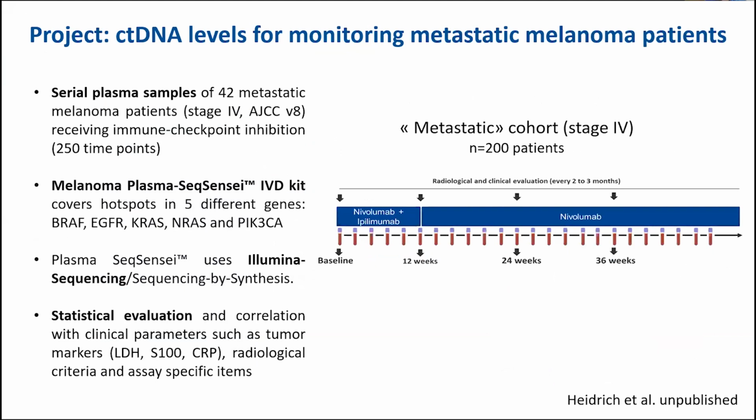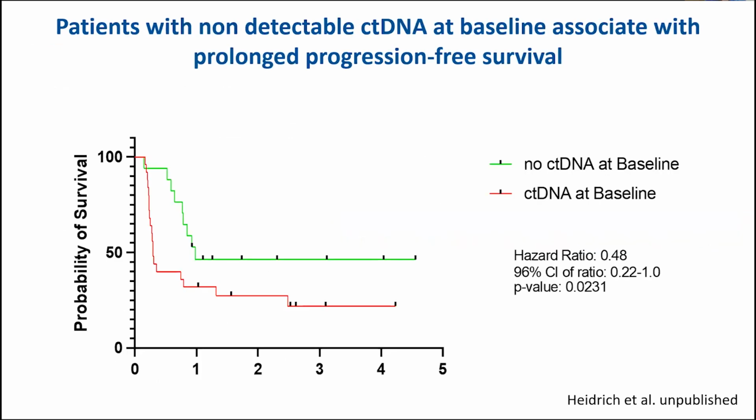More lately, we have some unpublished work, also working together with the assay here from Sysmex. This is a melanoma plasma assay that looks at 5 different genes: BRAF, EGFR, KRAS, NRAS, PIK3 kinase. We have then really used this assay in our dense cohort of metastatic melanoma patients and compared that to the usual parameters relevant for monitoring metastatic melanoma patients. And I have no time to go into big detail, but just to show that if we really find ctDNA, patients have a worse outcome, which is shown here in the Kaplan-Meier curve.